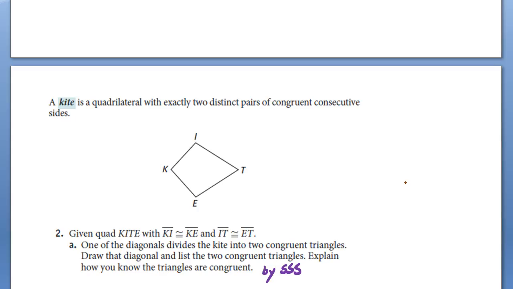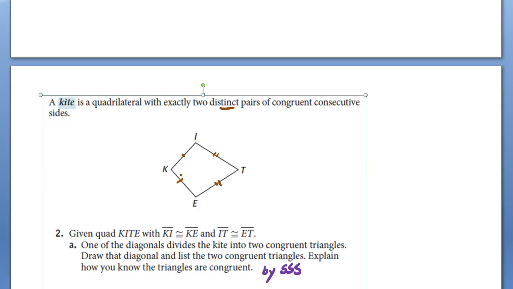A kite is a quadrilateral, so that means it's a four-sided shape with exactly two distinct pairs of congruent consecutive sides. So it has two pairs of congruent sides. In this example, this is congruent to this, and this is congruent to this. But they come in pairs and they're distinct from each other. Not all four sides are the same length, or that would not be called a kite. That would be called a rhombus.